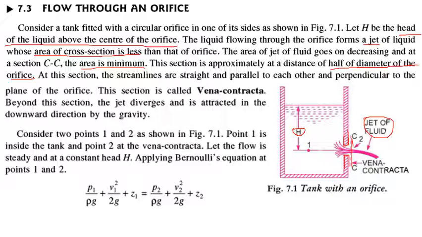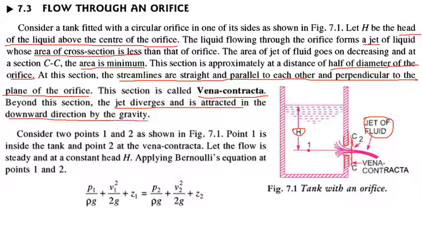Okay, and in this section, the streamlines or the layers of the fluid are straight and parallel to each other and perpendicular to the plane of the orifice. This section is called the vena contracta. Beyond this section or after vena contracta, the jet diverges and is attracted downward by the gravity. You can see that in the figure.